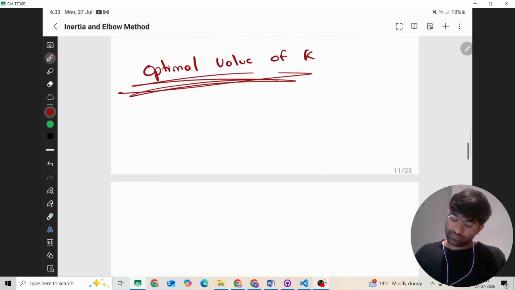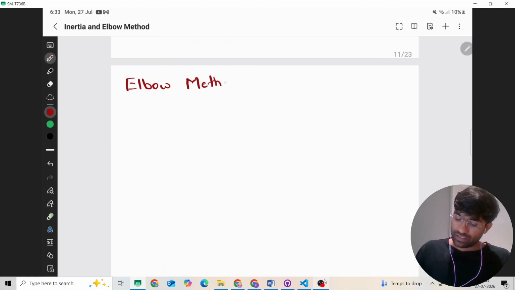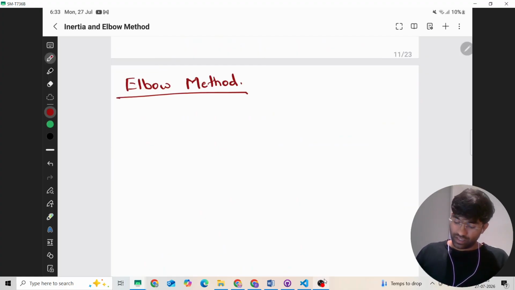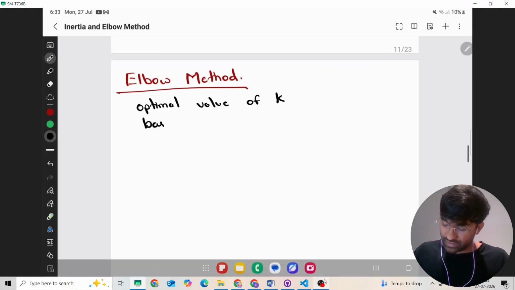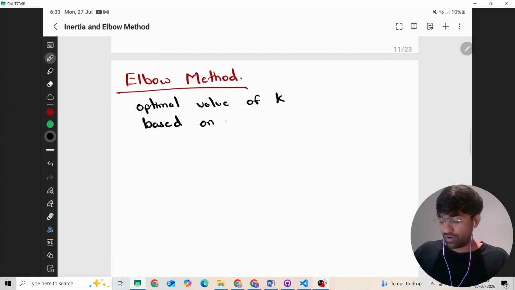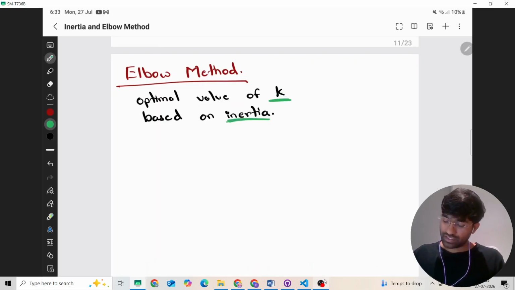So here comes the elbow method. The elbow method is used to find the optimal value of k based on inertia.